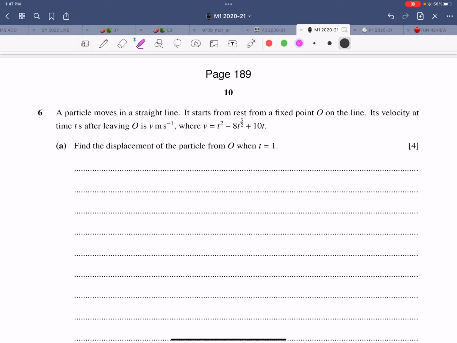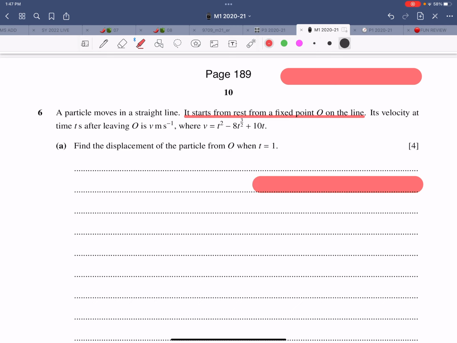Question number 6. What is this question all about? A particle moves in a straight line, starts from rest at a fixed point O on the line. Let me highlight this particular statement. There is a reason for that. What else does it say? Its velocity equation is given as such and such. So it's a kinematics question, and this kinematics is related to differentiation and integration.